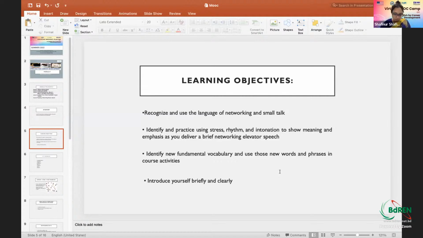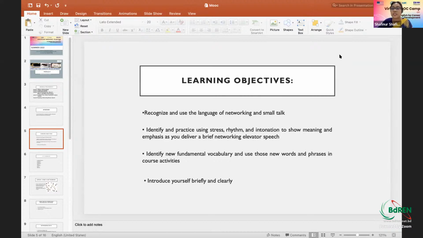So what are the learning objectives? By the end of the module, what do we expect from the learners? We expect that they will recognize and use the language of networking and small talk. They will identify and practice using stress, rhythm, and intonation to show meaning and emphasize as you deliver a brief networking elevator speech.